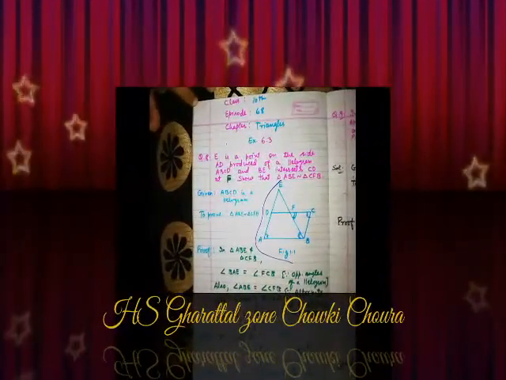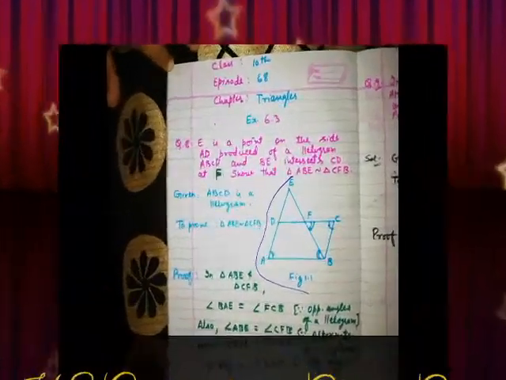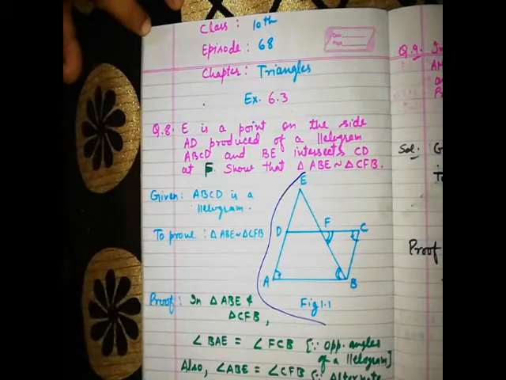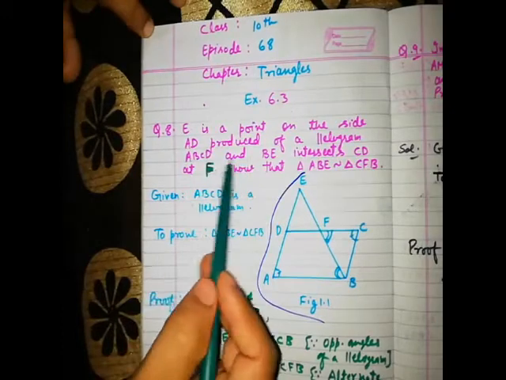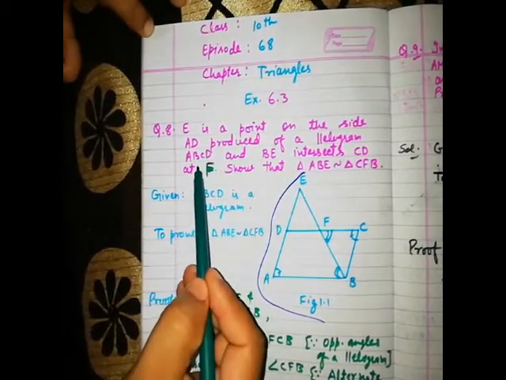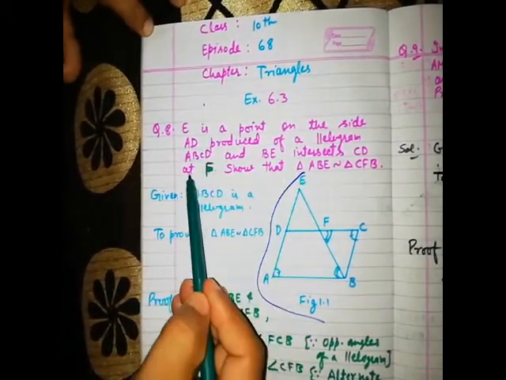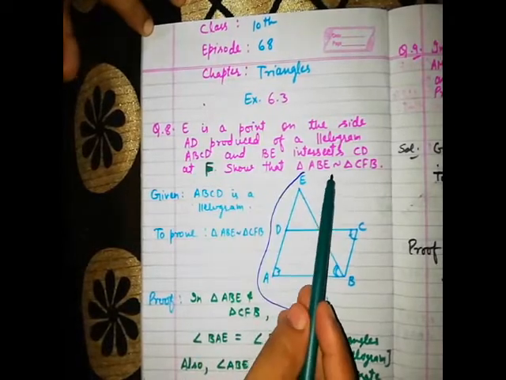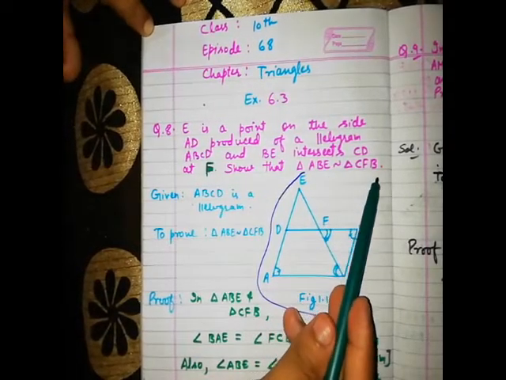Welcome students. Students, we are doing triangles and today we will be doing question number 8, 9 and 10 of exercise 6.3. Question number 8: E is a point on the side AD produced of a parallelogram ABCD and BE intersects CD at F. Show that triangle ABE is similar to triangle CFB.